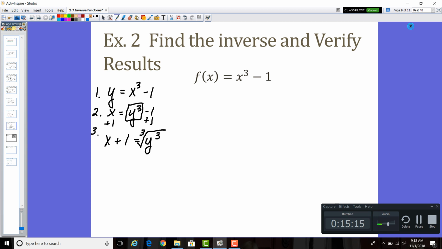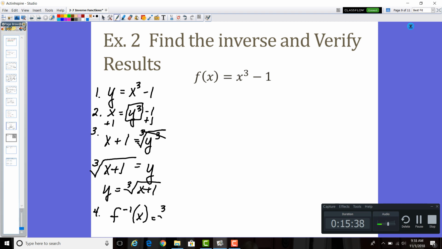The cube root of y cubed is y. Rules of equations: whatever I do to one side, I have to do to the entire other side. So I'm going to take the cube root of x plus 1. So y equals the cube root of x plus 1. That means in the fourth step, we are proving that the inverse function of f is the expression, the cube root of x plus 1.